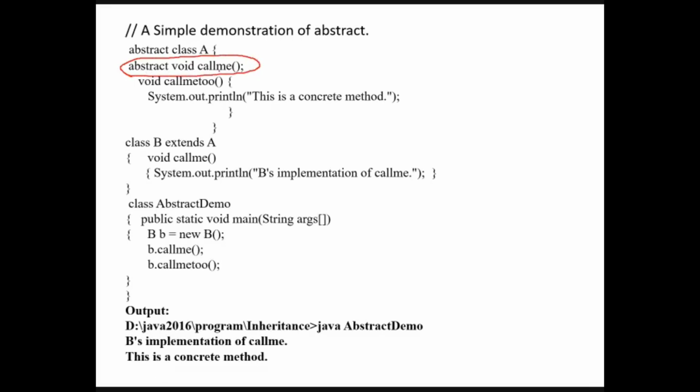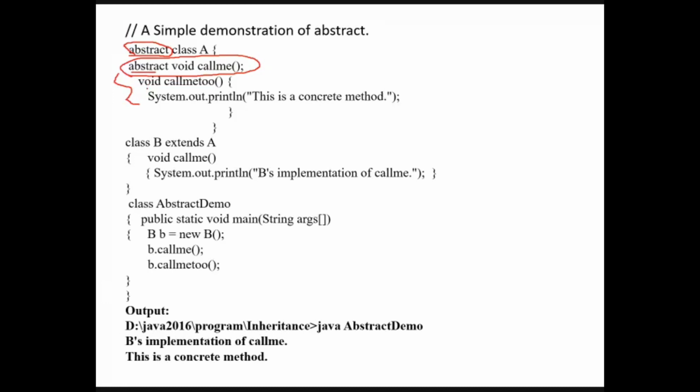So there, what is the syntax? void callMe() = 0. But in Java, we use the keyword abstract. So abstract void callMe, and this function does not have a function body. So this is an abstract method. If any class contains one or more abstract methods, then you have to make that class an abstract class by using the keyword abstract. Otherwise, you will get a compile time error.